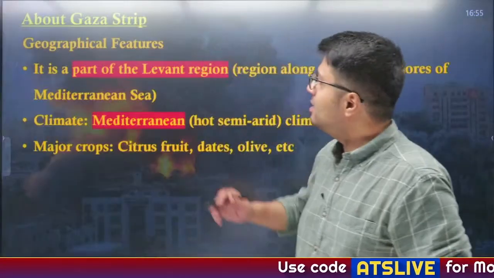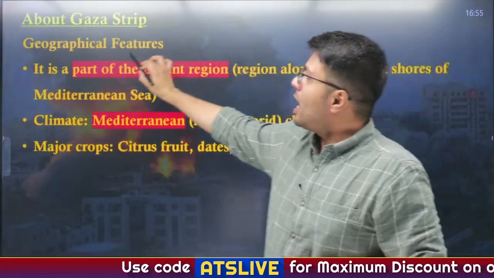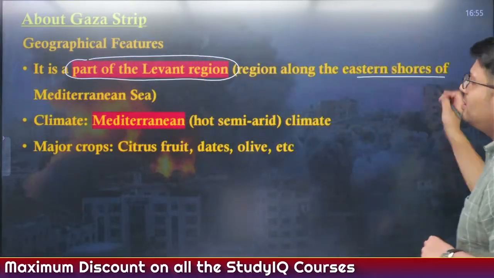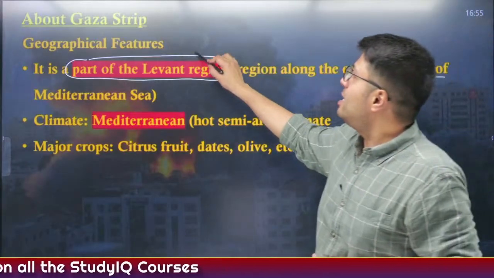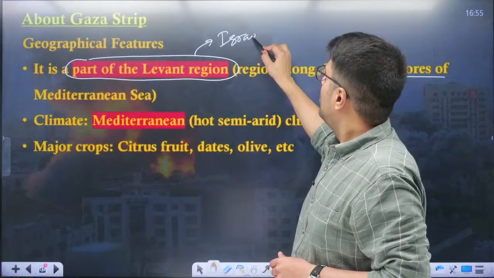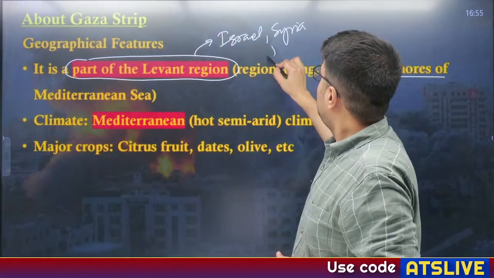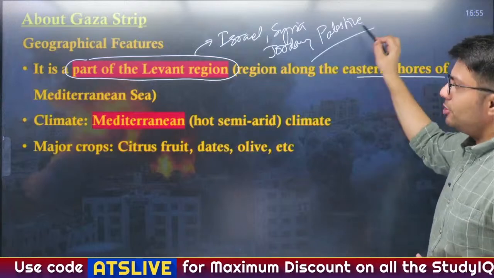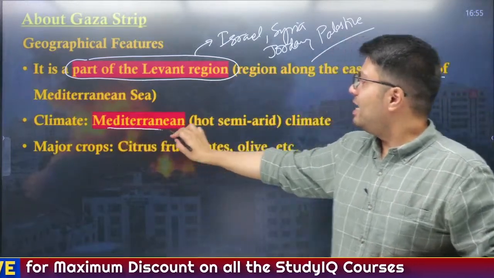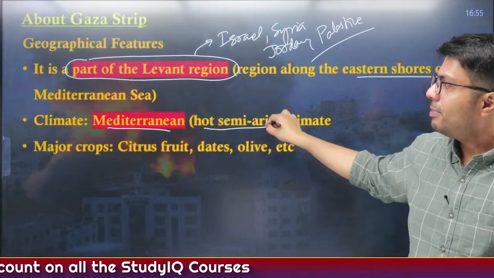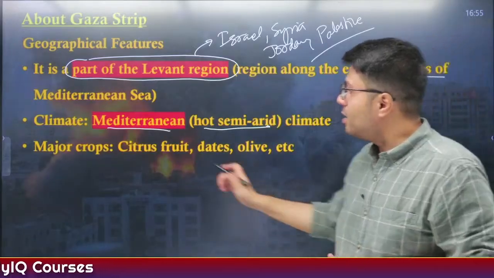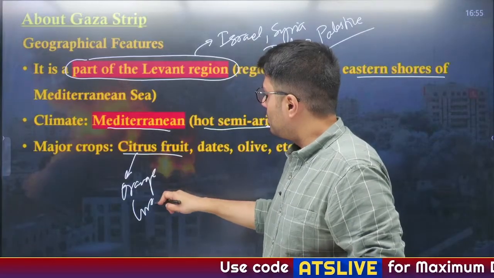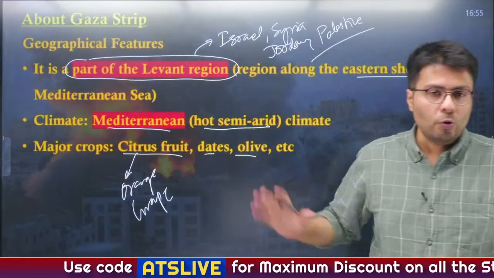So let us understand the geographical features first. Gaza Strip is a part of Levant region. What is a Levant region? It is the region along the eastern shores of the Mediterranean Sea. So countries like Israel, Syria, Jordan, Palestine are part of Levant region. The climate of this region obviously is Mediterranean type of climate, that is hot semi-arid climate, and the major crops grown in Gaza include citrus fruit. What are citrus fruit? Orange, grapes, these are citrus fruit. Dates, olive, etc. are also grown in this area.